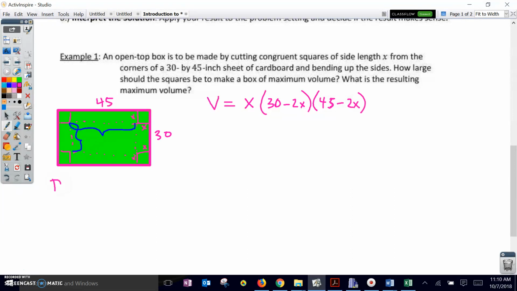Now consider our domain for these values. What are the realistic values for x? It has to be bigger than 0, because if you don't cut out any side length square, you're not going to have anything to fold up to make the box. And it has to be less than 15, because if we cut a square that's 15 units on each side, we'll cut the entire side dimension away, and again we'll be left with a flat sheet of cardboard where we don't have anything to fold up. So that's our realistic domain.